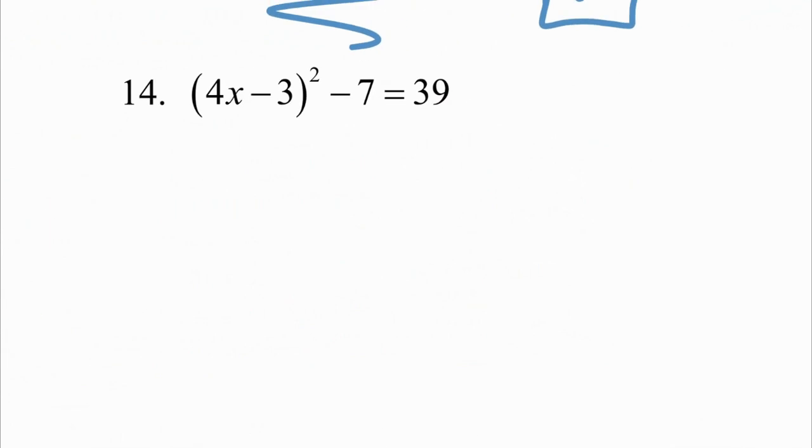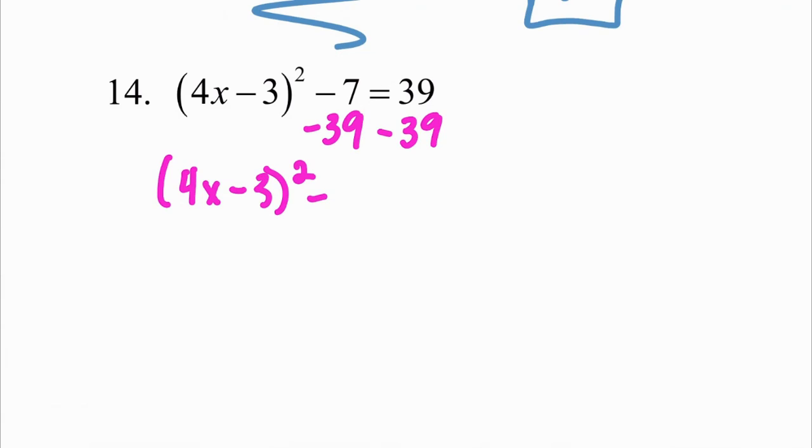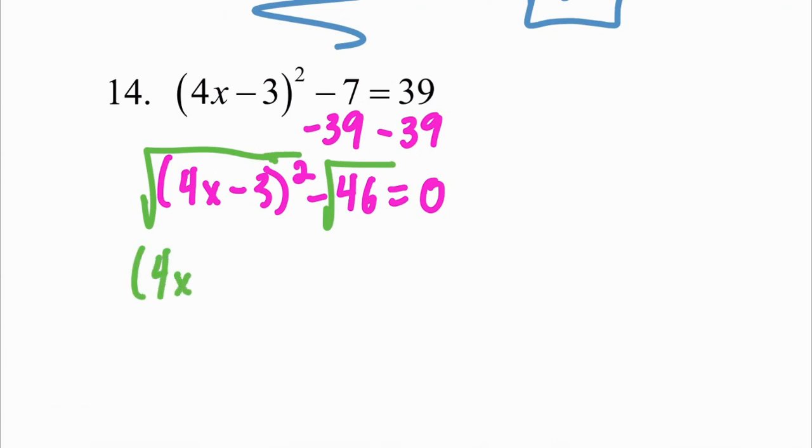Alrighty. So similarly here, we are going to subtract 39 from both sides. So that's going to give us (4x minus 3) squared minus 46 equals 0. Now, with this one, if you don't want to do the U, you can go ahead and take the square roots right here. We just want to make sure we are keeping 4x minus 3 together.